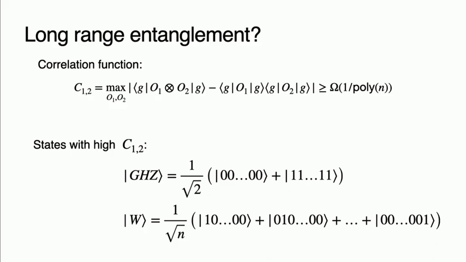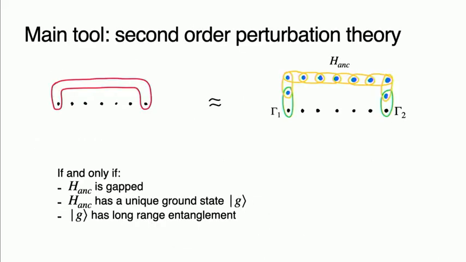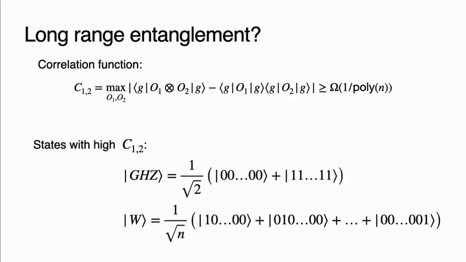If you can give me a state G that satisfies that and a Hamiltonian that stabilizes the state, then I can guarantee you that this procedure works. Great, so what kind of states with a high correlation function exist? There's the very famous GHZ state, and there's also the W state, which corresponds to essentially cyclic permutations of this state. And in this work, we pick the W state.